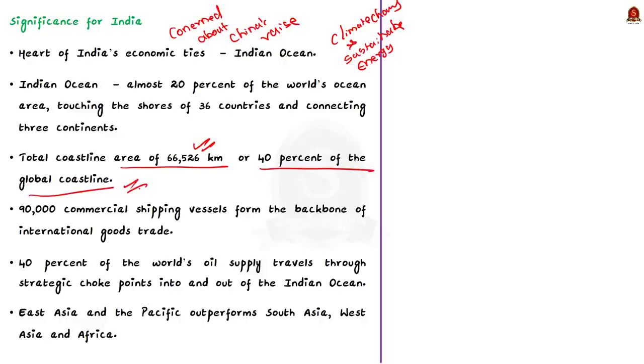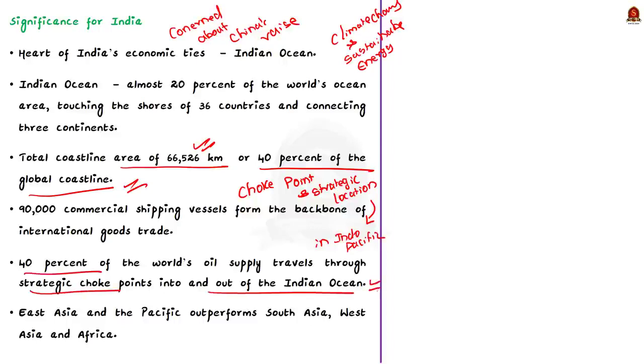The Indian Ocean is home to major sea lanes and choke points that are crucial to global trade, connecting major centers of the international economy in the Northern Atlantic and the Asia Pacific region. Around 90,000 commercial shipping vessels form the backbone of the international goods trade in the Indo-Pacific region. Also, about 40% of the world's oil supply travels through the strategic choke points in the Indo-Pacific region. The Indian Ocean is also a valuable source of mineral and fishing resources.